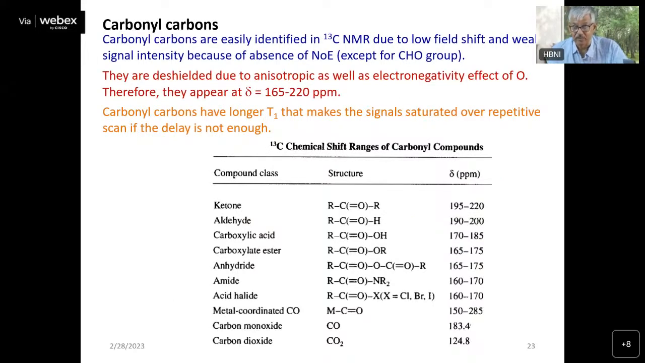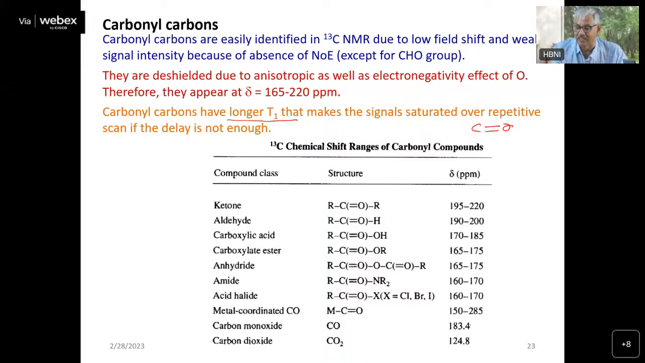Carbonyl carbons are very important, and they come in a very specific region, delta 165 to 220 ppm, and their intensities are very low, except for acetaldehyde or aldehyde. The main reason is the longer T1. In the case of carbonyl, C double bond O, there is no proton attached to it, so the T1 is longer. Over time, if you do a repetitive scan, you will see the carbonyl signals get saturated. Saturated means there is no net absorption. That's why carbonyl signals are very weak.